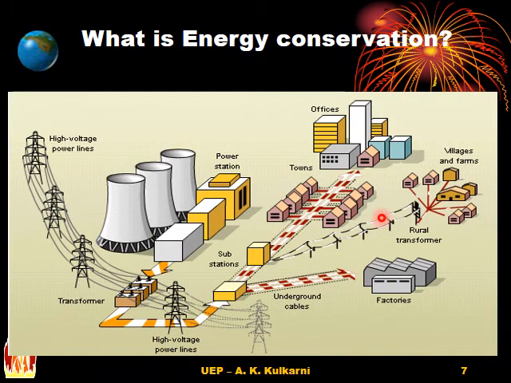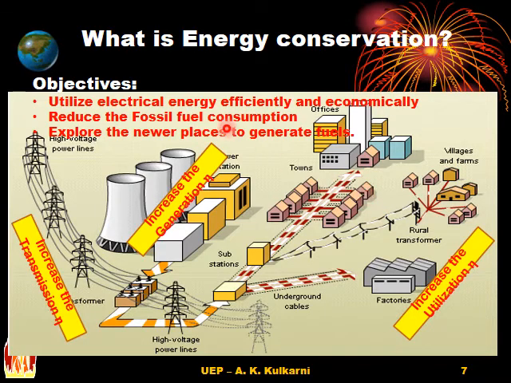So what is energy conversion? Conversion means we provide a certain input and we want a certain output. This is the conversion from input to output. What kind of energy, and how we are going to convert it, is very important. The objective of energy conversion is to utilize the electrical energy efficiently and economically. We want losses to be as low as possible, so we need to utilize the electrical energy efficiently and economically.